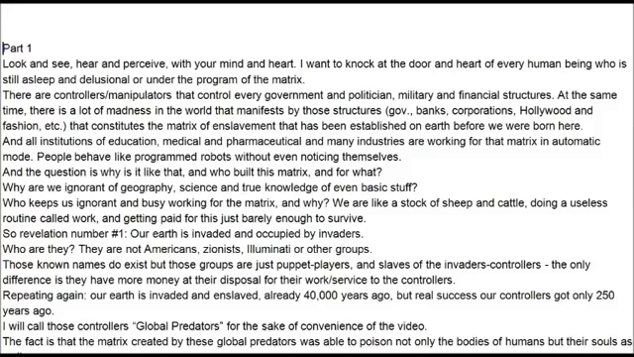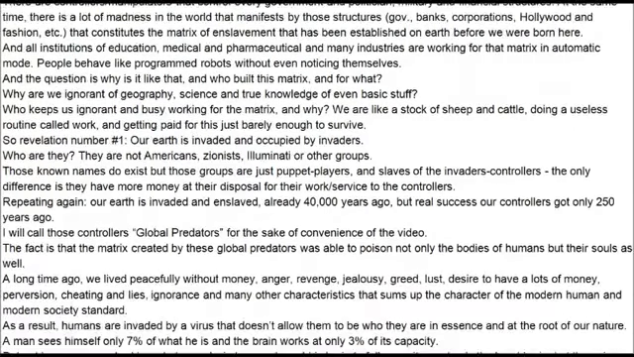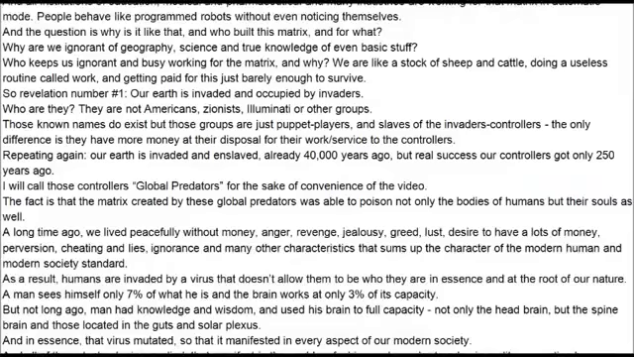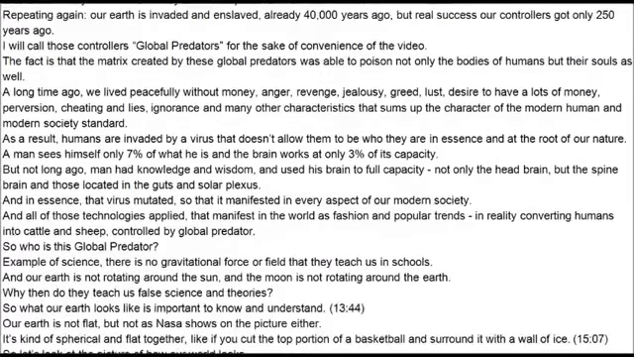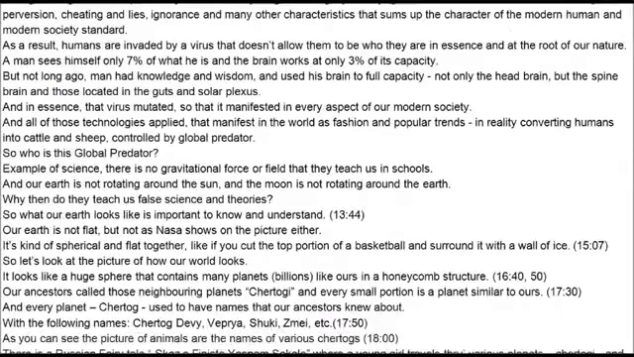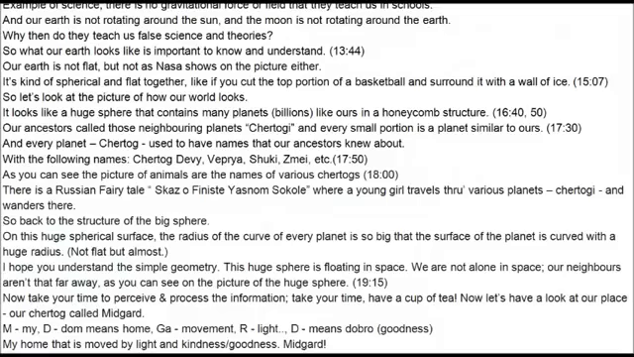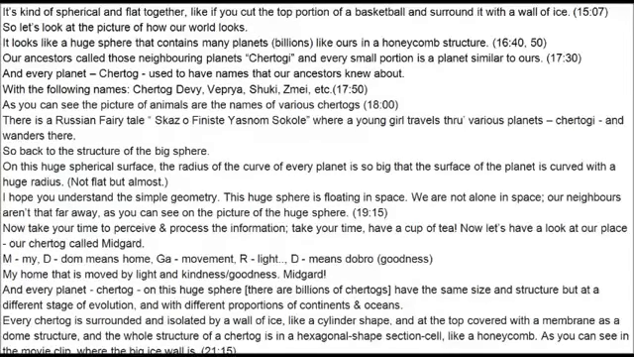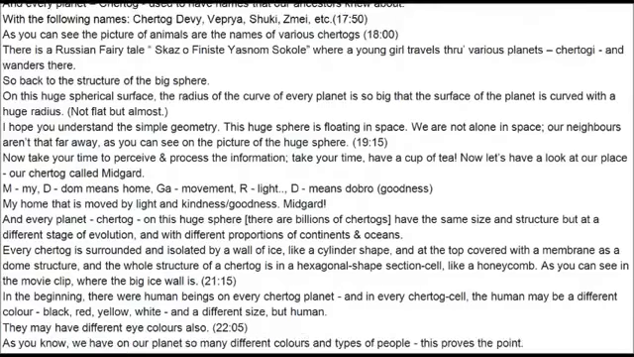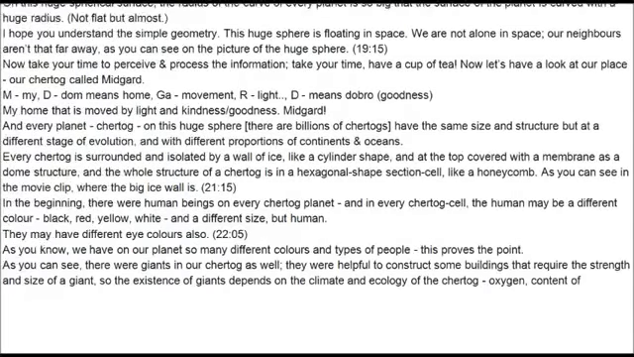I want to knock at the door and heart of every human being who is still asleep and delusional or under the program of the Matrix. There are controllers, manipulators that control every government and politician, military and financial structures. At the same time, there is a lot of madness in the world that manifests through those structures: banks, corporations, Hollywood and fashion, etc., that constitute the matrix of enslavement that was established on Earth before we were born here. And all institutions of education, medical and pharmaceutical and many industries are working for that matrix in automatic mode. People behave like programmed robots without even noticing it themselves.